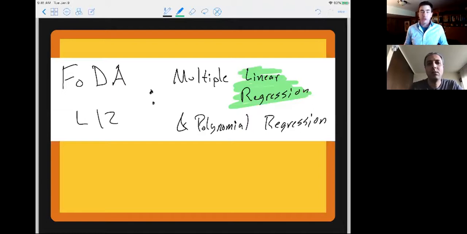And then we're going to show how to extend that to polynomial regression, where instead of fitting a linear function, we're going to fit a polynomial function. We'll see that this is also a very straightforward extension once you see a simple trick, and you again apply the same sort of linear algebra.